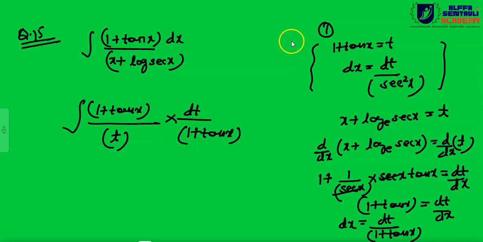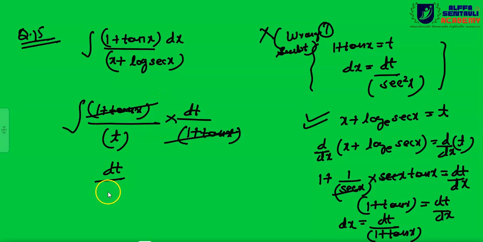See beta, this was a wrong substitution. This was a wrong guess. So instead of this, what have I taken? I have taken this one. Why have I taken this wrong substitution? In order to tell you that if I take this, nothing is going to cancel out. So we cannot take this one. So ultimately we have to take this complete term. Got it? So now the common term 1 plus tan x will get cancelled out and we are left with dt upon t.